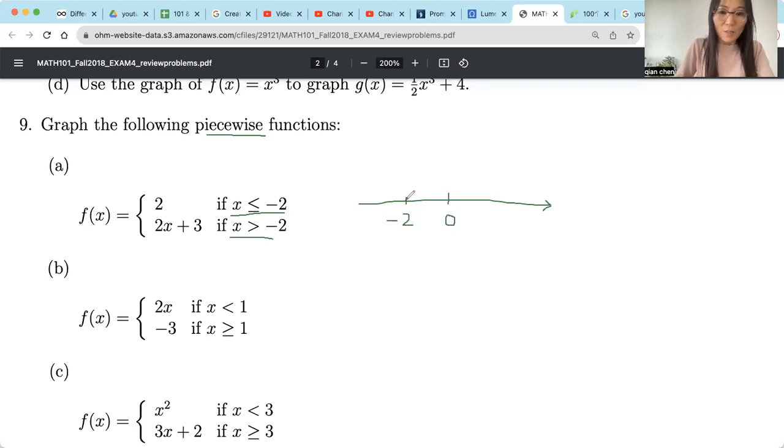Then when x is less than or equal to 2, because I have equal sign, let's make a solid dot. Until -infinity, the function is 2, constant function. If it's greater than 2, I make open circle, because not equal to 2, greater than -2, the function is defined as 2x plus 3.